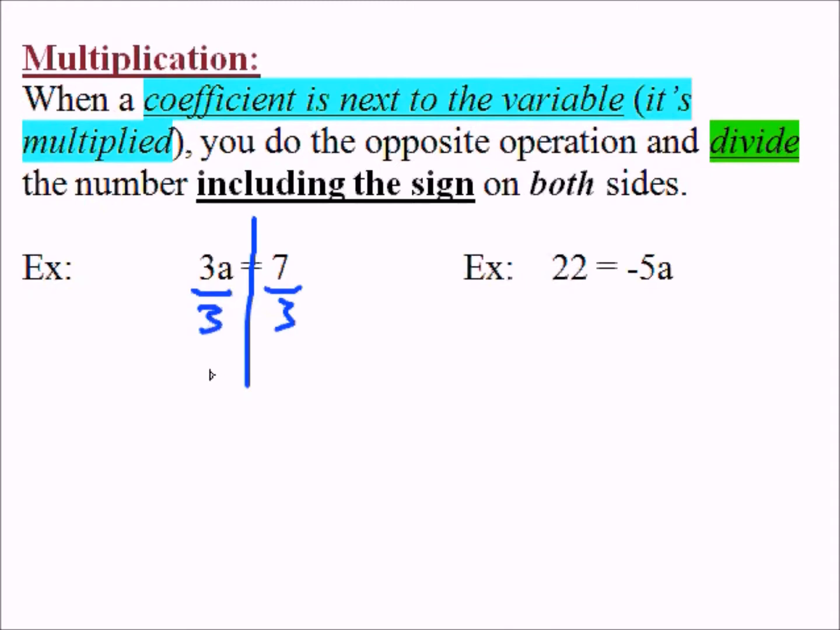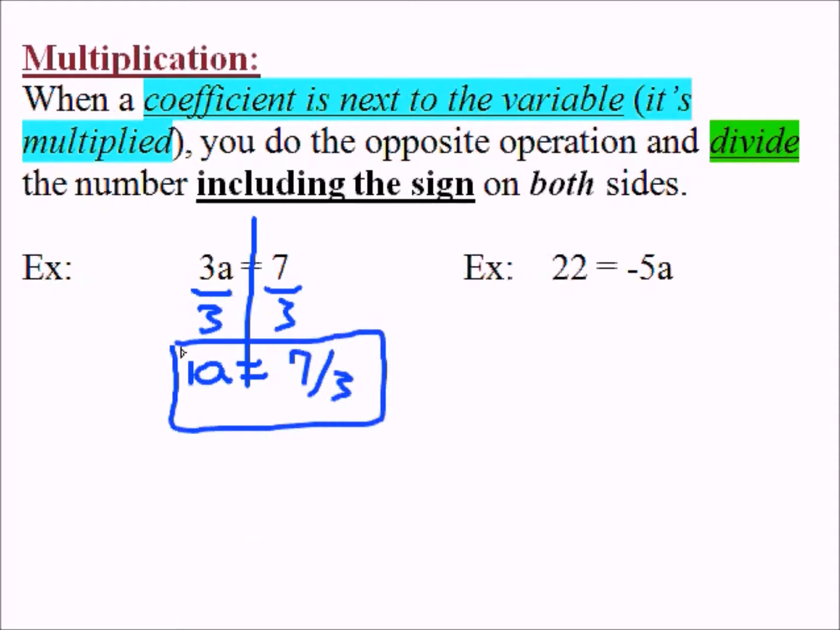3 over 3 gives us 1a equals 7 over 3. Yes, you may leave it as an improper fraction. Matter of fact, I prefer it that way. Let's take a look at the second. Oh, forgot to check our answer. 3 times 7 over 3 gives you 21 over 3, or 7, so it checks out.